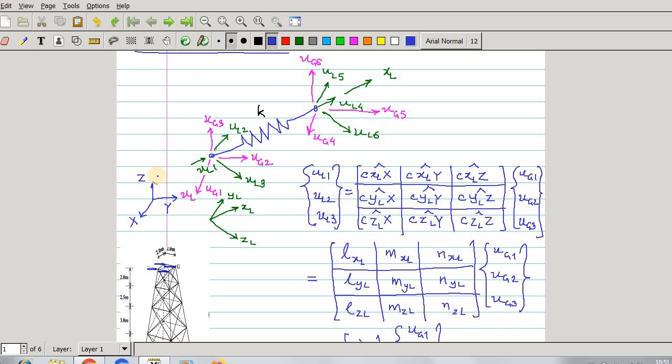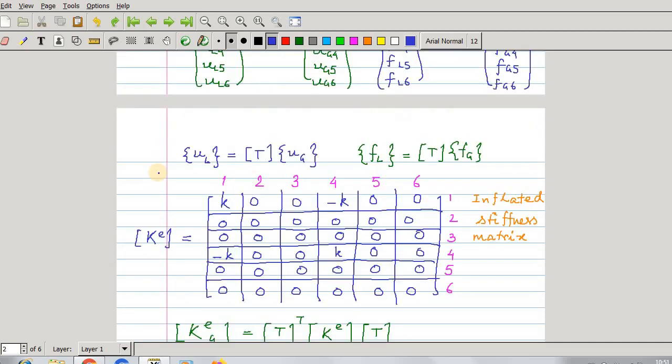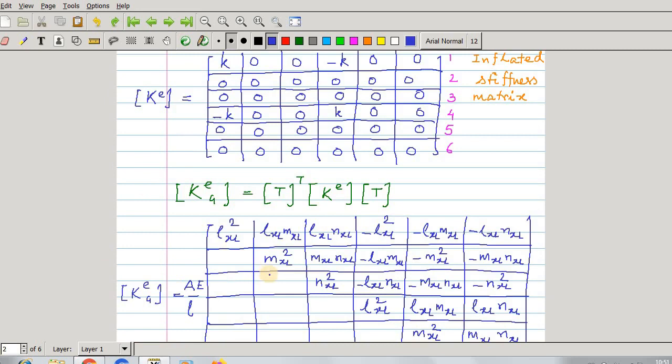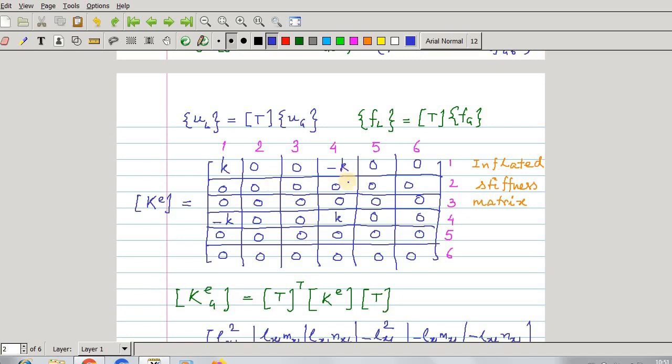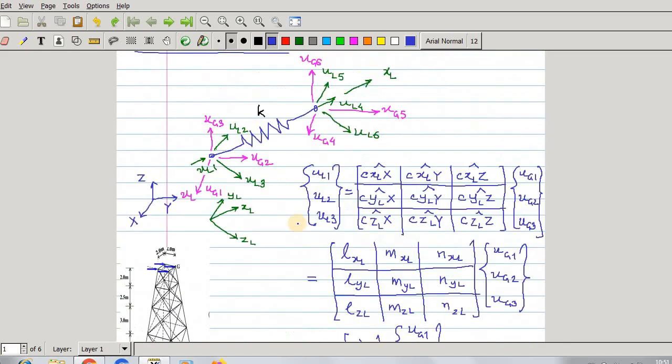Now what is the transformation matrix? Once we know the transformation matrix, then we can use the standard formula which we derived in the 2D truss element case like this, and we can get the global stiffness matrix. The local stiffness matrix we already know, which we have obtained by inflating the spring stiffness matrix.